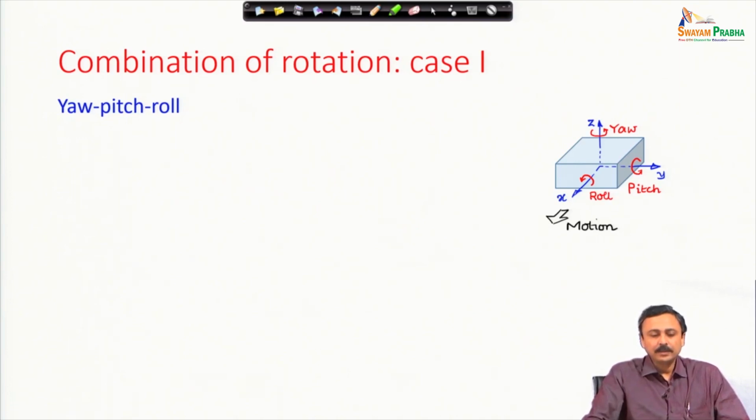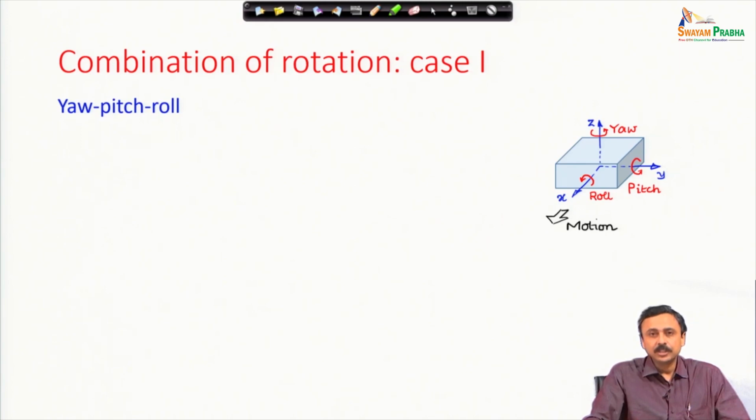Now, we will look at this example of yaw pitch roll, a combination of rotations. This is a very useful combination of rotations. When rigid body dynamics is studied, a very common way of representing the orientation of a rigid body is to use these yaw pitch roll coordinates.